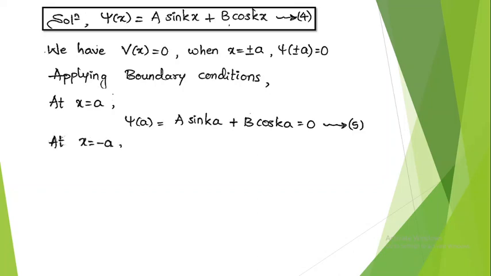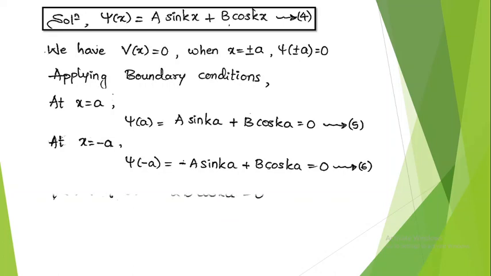In the same way, we need to find out what happens to xi at x equal to minus a. Again, xi of minus a will be equal to minus A sin ka plus B cos ka, because sin of minus theta is minus sin theta, but cos of theta is equal to cos of minus theta. So the first part has a negative sign and it is again equal to 0, from equation number 2. Let it be equation number 6, and in order to find A and B, let us solve it like simultaneous equations.